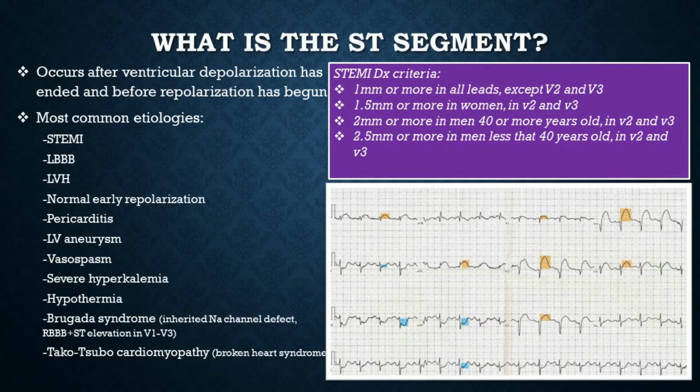The most common etiologies for ST changes include STEMI, left bundle branch block, left ventricular hypertrophy, normal early repolarization, pericarditis, left ventricular aneurysm, vasospasm, severe hyperkalemia, hypothermia, Brugada syndrome, which is a condition with an inherited sodium channel defect, right bundle branch block, and ST elevation in V1 to V3, and the Takotsubo cardiomyopathy, the so-called broken heart syndrome.